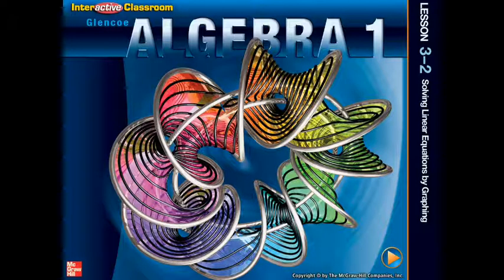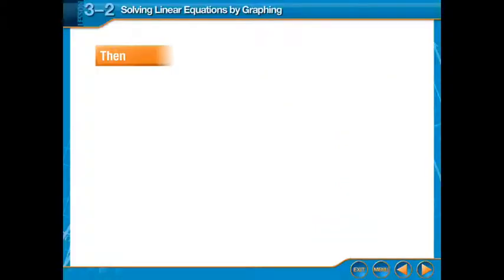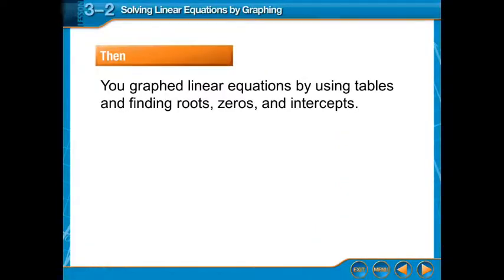Algebra, this is Chapter 3, Lesson 2, Solving Linear Equations by Graphing. Okay, in the past you've graphed linear equations by using tables, by finding roots or x-intercepts, by finding zeros, and finding x and y-intercepts.